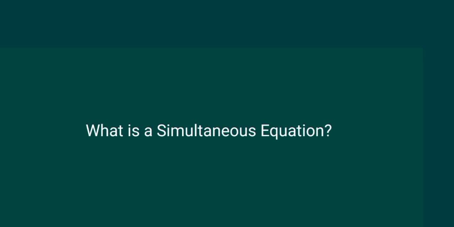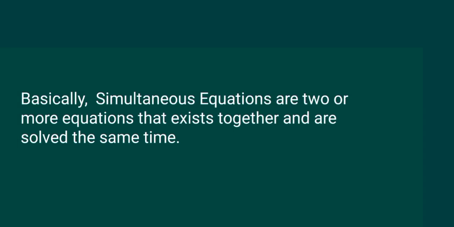What is a simultaneous equation? Simultaneous equations are two or more equations that exist together and are solved at the same time. In order to get a better understanding of simultaneous equation, we need to understand what the meaning of the word simultaneous is. Simultaneous means something happening or done at the same time.